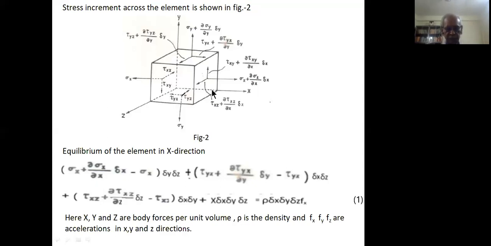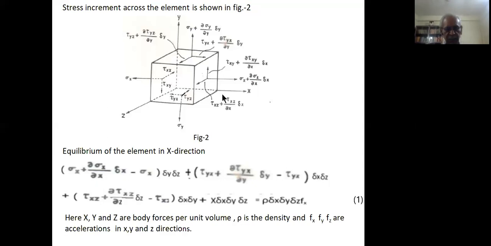Remember, equilibrium can be considered only for forces, not for stresses. So we have to convert the stresses into forces. That's what we have done here.